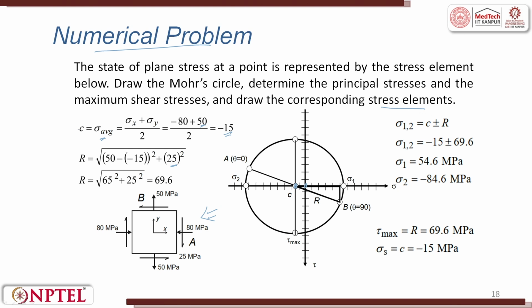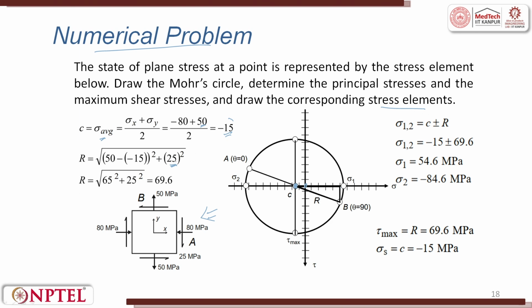So, from this figure, please refer to it. C, which is sigma average, is nothing but sigma x plus sigma y divided by 2. Sigma x is compression, so minus 80, and sigma y is 50, and we divide by 2. So, what we get is C average equal to minus 15, which is represented here. Now, you have to find R. So, how do you find R? It is sigma y minus sigma average, which is minus 15, and you have the shear tau xy which is 25.